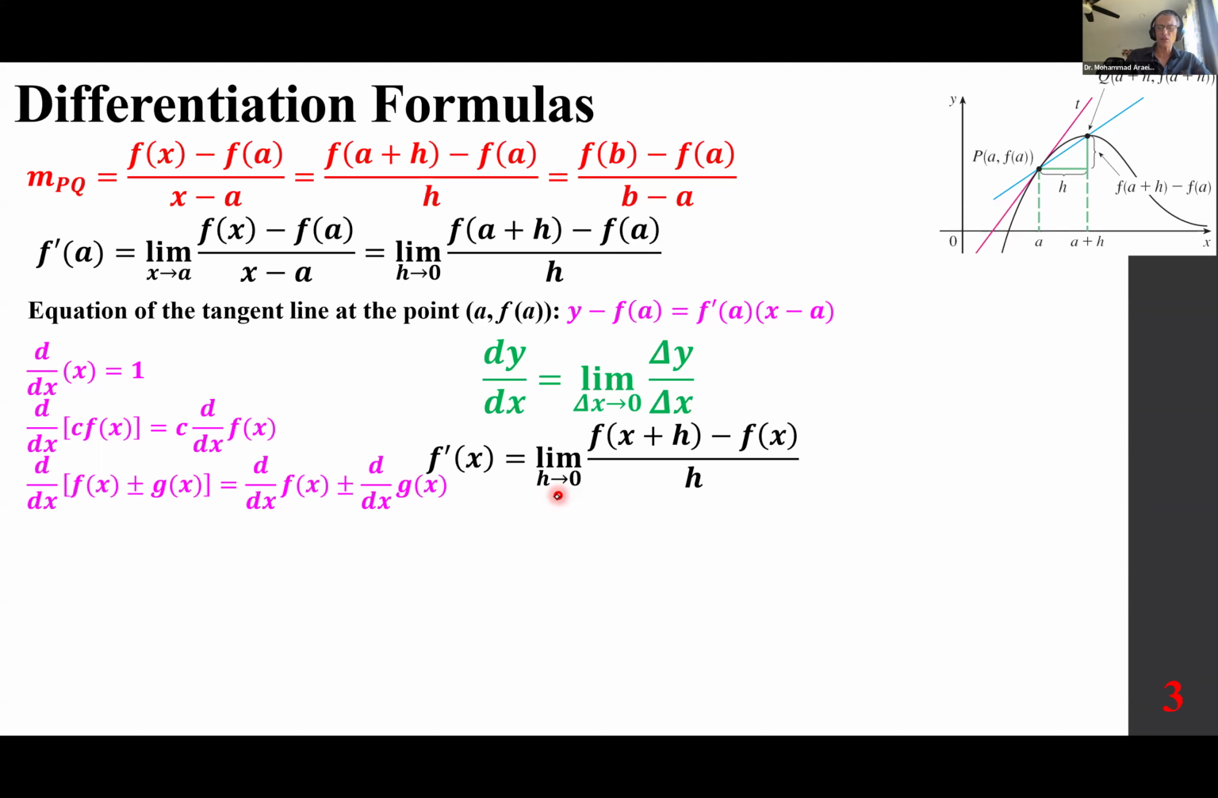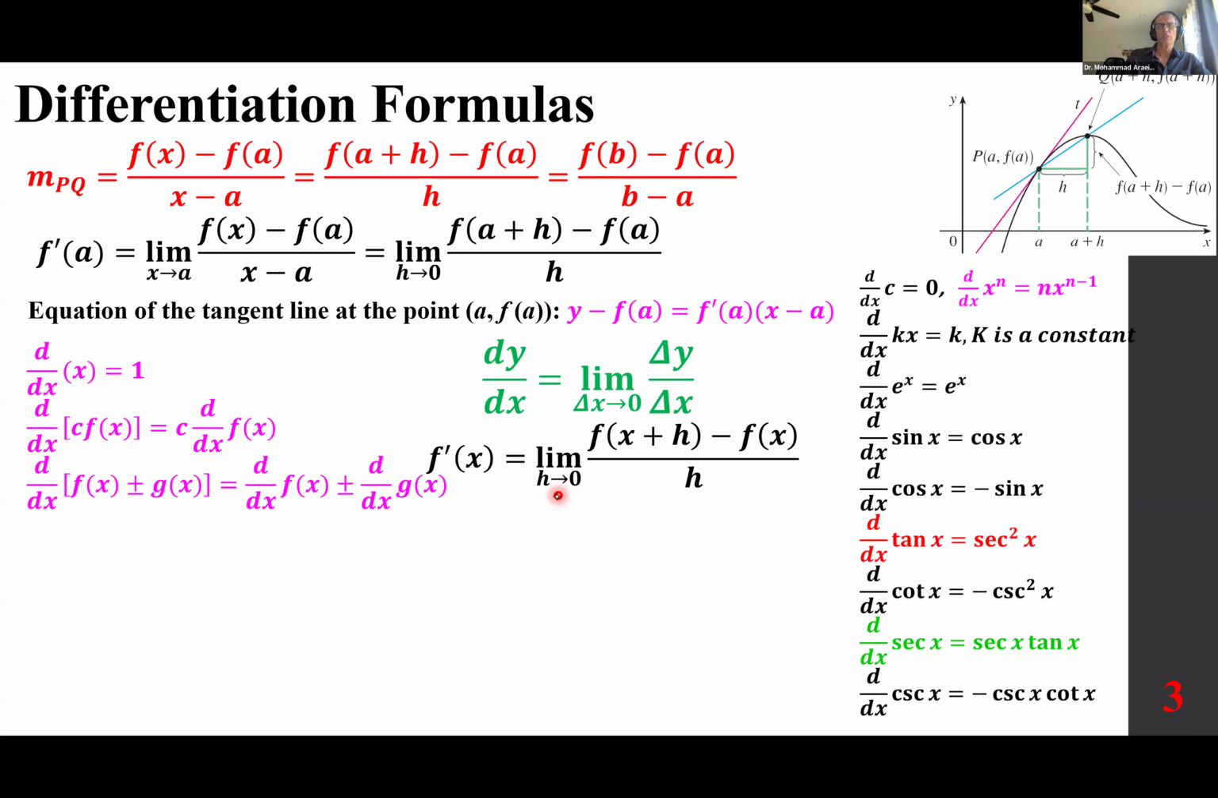Now, there are some formulas. For example, the power rule indicates the derivative of x to the power of n is n x to the power of n minus 1, and it gives rise to the derivative of constant is 0, k times x is k. And then we have the exponential rule. The derivative is itself. The derivative of sine is cosine. Derivative of cosine is negative sine, and the rest of the trigonometric functions, the derivative of tan is secant squared, cotangent is negative cosecant squared, secant is secant x tan x, and cosecant is minus cosecant x, cotangent x.